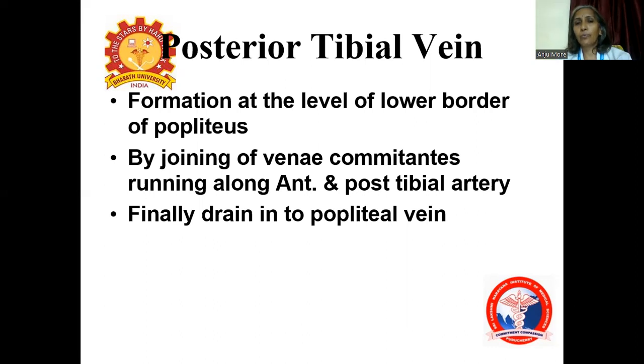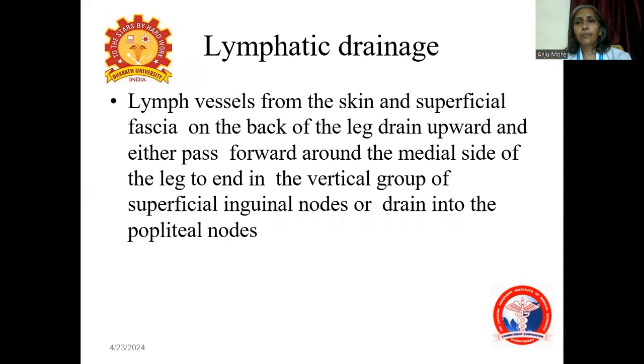joining of vena comitantes running along the anterior and posterior tibial artery. The vena comitantes are the veins which run along with the artery on either side. They finally drain into the posterior tibial vein, which further drains into the popliteal vein. Then the popliteal vein continues further as the femoral vein.